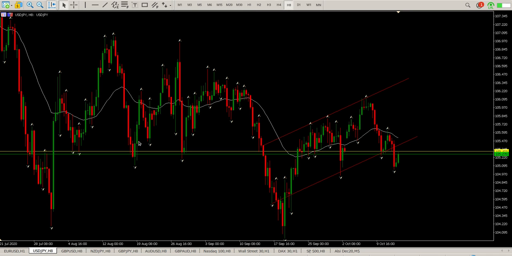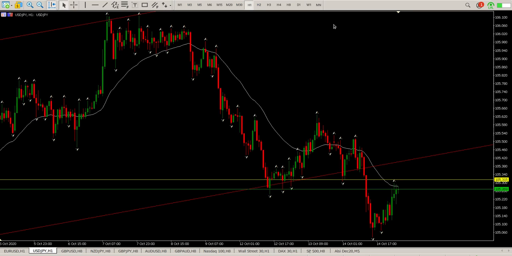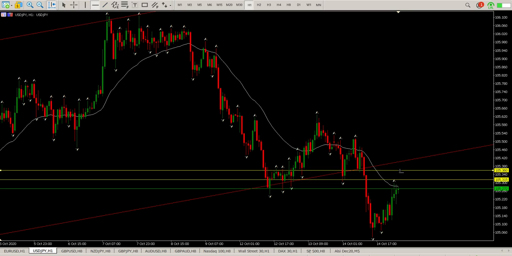US dollar, Japanese yen, we have broken the channel to the downside. This does look like we're looking for a retest of a level for a continuation to the downside. So just moving to the 1 hour, you can see this is the first area that I'd be interested in, which is 105.315, and then the second area of interest is going to come in around there.